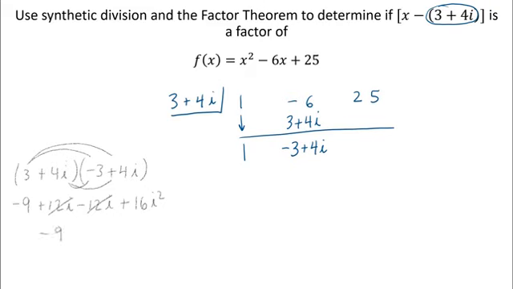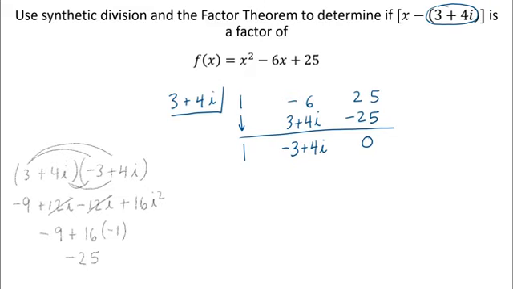And we know that i squared is equal to negative 1. So we have negative 9 plus 16 times negative 1, which is negative 9 minus 16, which is minus 25. And the minus 25 goes here. 25 minus 25 is 0. So when we divide x squared minus 6x plus 25 by 3 plus 4i, the remainder is 0.